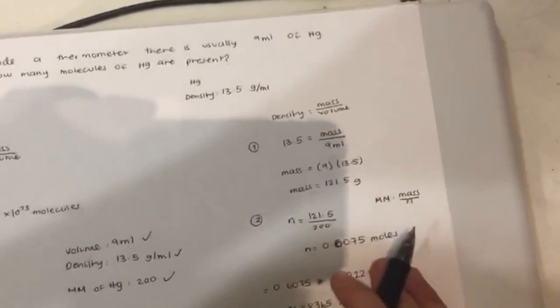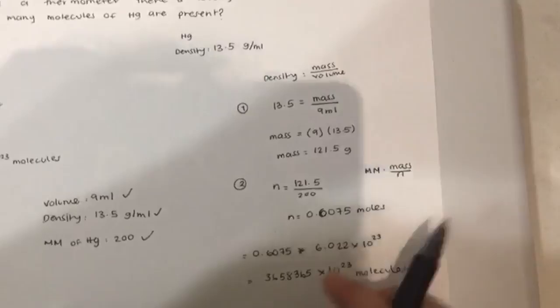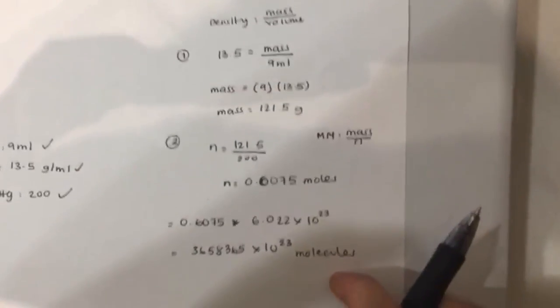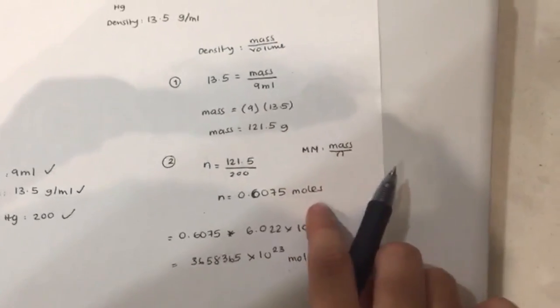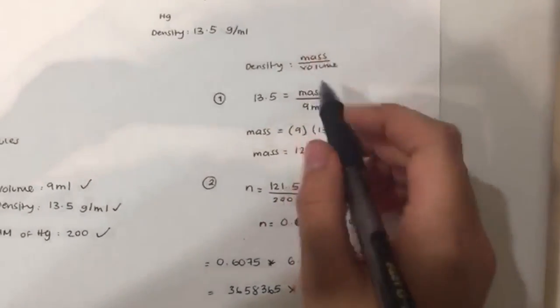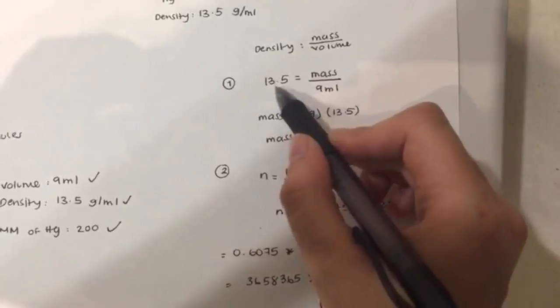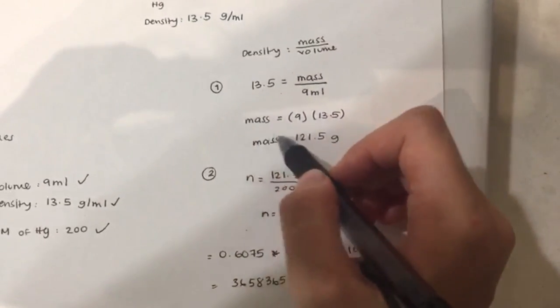We need to find molecules. But first, to find molecules, we have to have moles. And to have moles, we need to have the mass. And the mass, we get it by having density and volume. Here we have the units. Then we exchange to get mass.